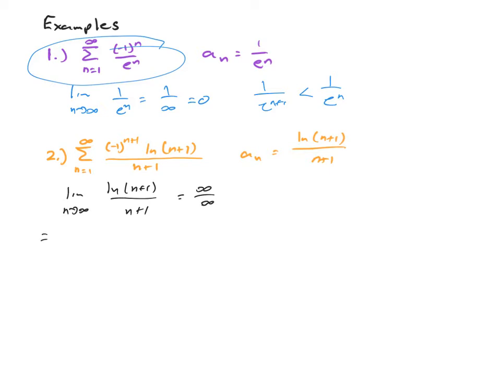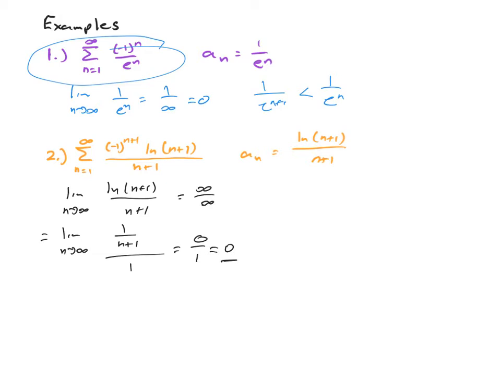So I know this is going to equal the limit as n approaches infinity of the derivative of the top, which will be 1 over n plus 1, over the derivative of the bottom, which is 1. And as n goes to infinity, that's going to be 0 over 1, or 0. So therefore, the first condition is met.